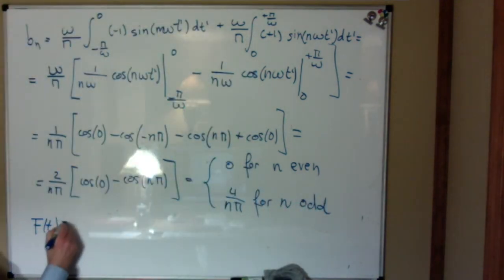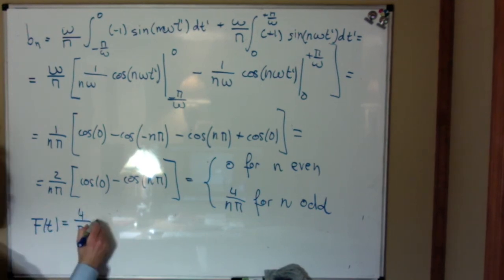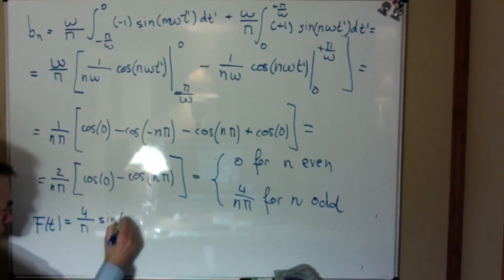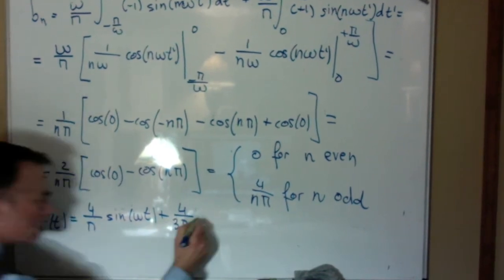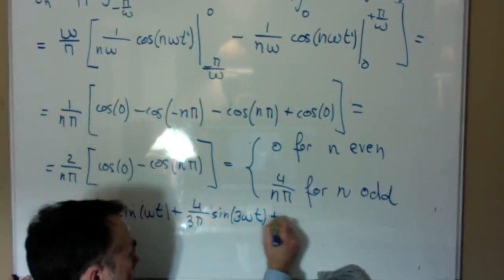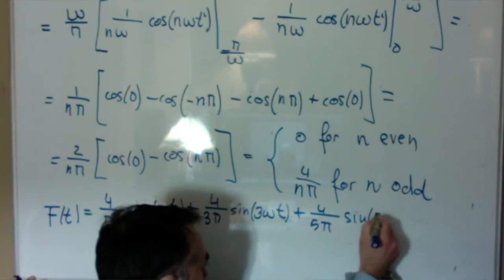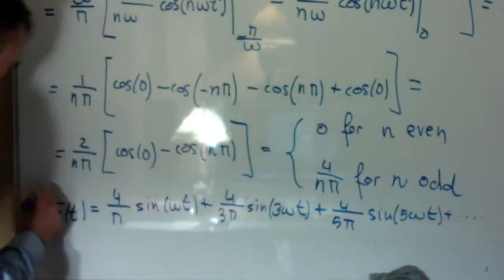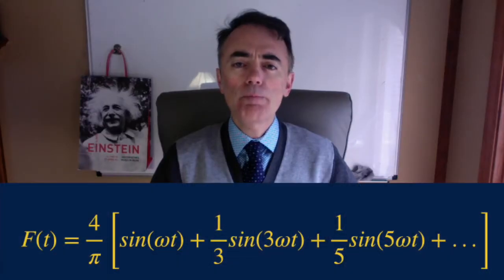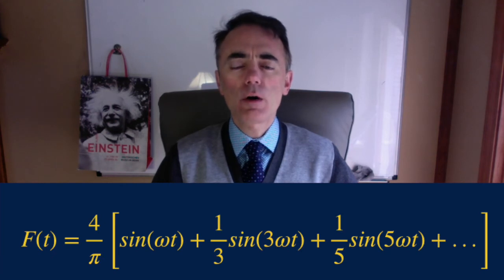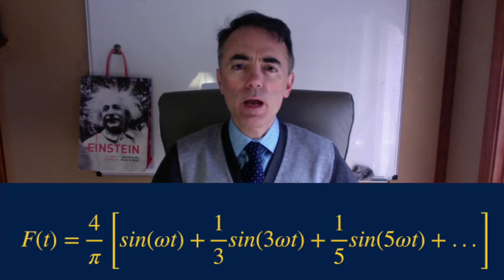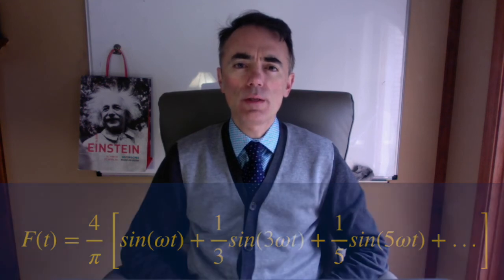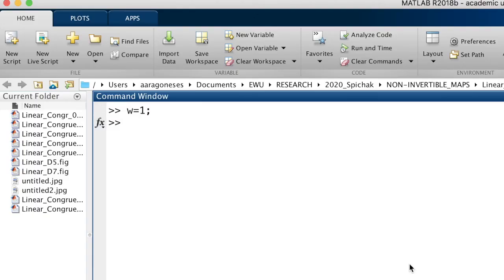So this force can be written as 4 over pi sine of omega t plus 4 over 3 pi sine of 3 omega t plus 4 over 5 pi sine of 5 omega t, and so on. Now, let's plot these using our computer. I'm going to plot the first terms and see how this gets closer to this step-shaped function. The more terms I consider, the closer to f of t I should be getting.